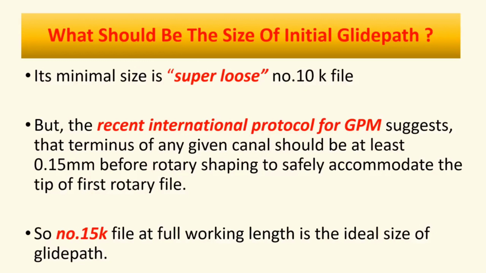What should be the size of initial glide path? Its minimal size is super loose number 10K file, but the recent international protocol for glide path management suggests that terminus of any given canal should be at least 0.15 mm before rotary shaping to safely accommodate the tip of first rotary files. That means number 15K file at full working length is the ideal size of glide path.